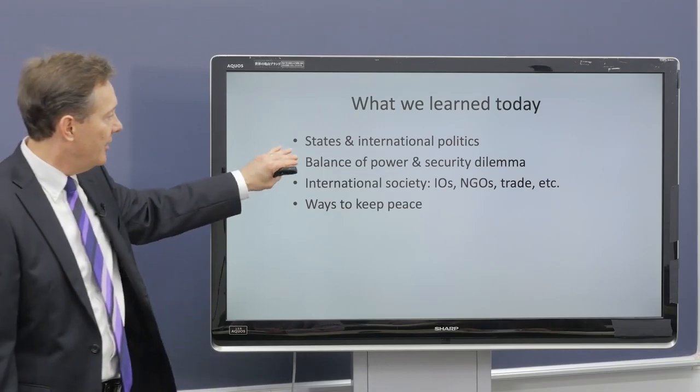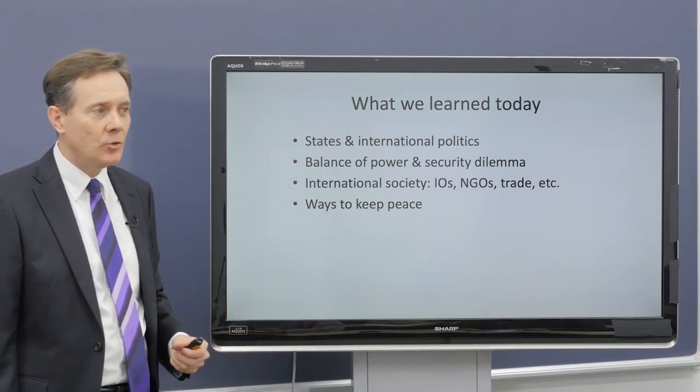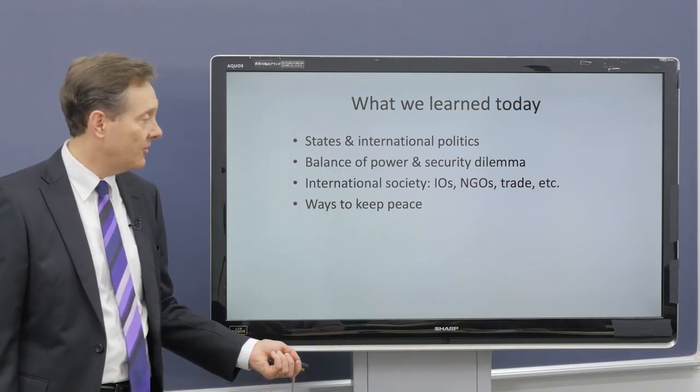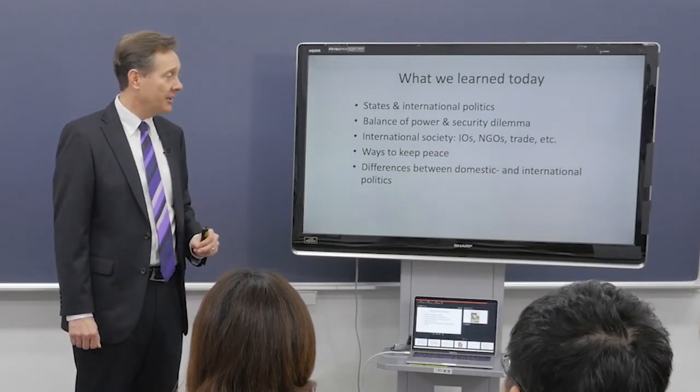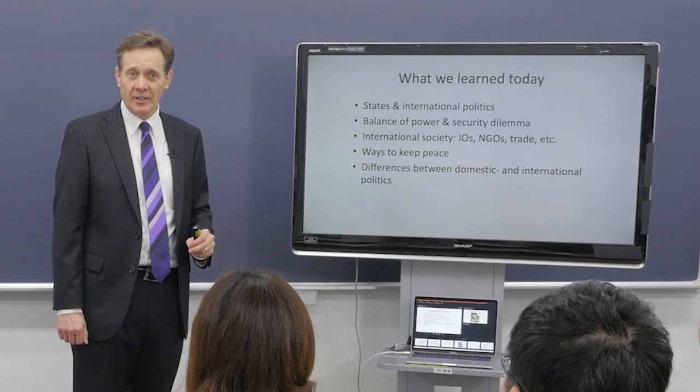So even in a system with no government, there still seems to be something like a society where we can at least cooperate and gain benefits from trading ideas and things even. We learned that these two views offer different ways to explain how we can have world peace. And finally, we learned the differences between domestic politics and international politics.